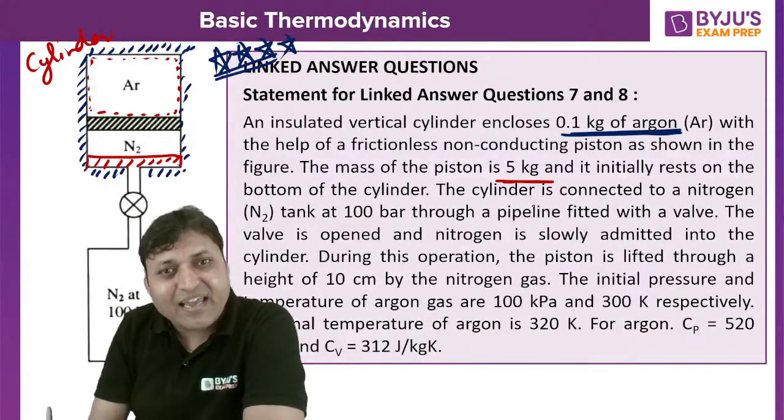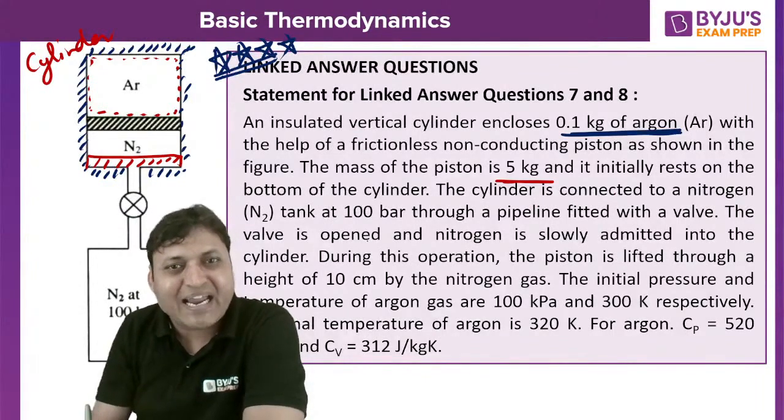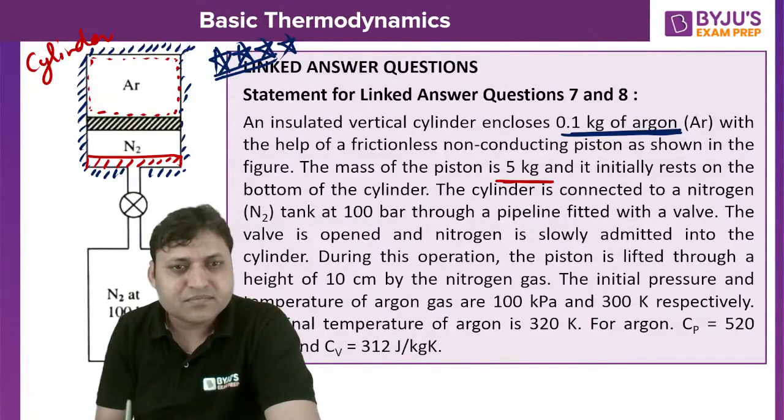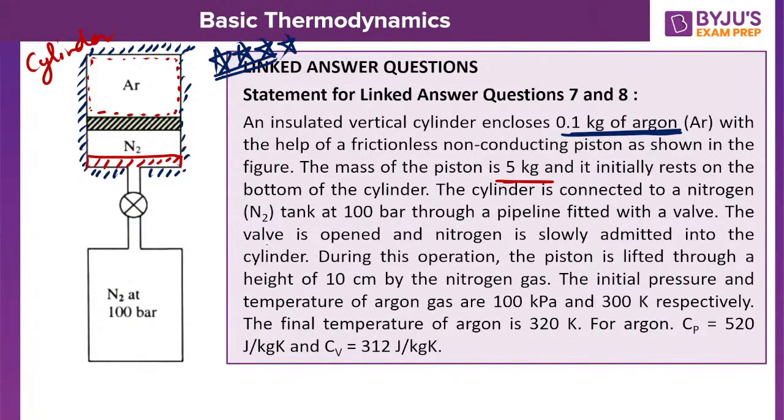The cylinder is connected to a nitrogen tank at 100 bar. This is the nitrogen tank, connected through a pipeline fitted with a valve. The valve is open and the nitrogen is slowly admitted into the cylinder. During this operation, the piston is lifted through a height of 10 centimeters. This is the height by which the piston is lifted by the nitrogen gas.